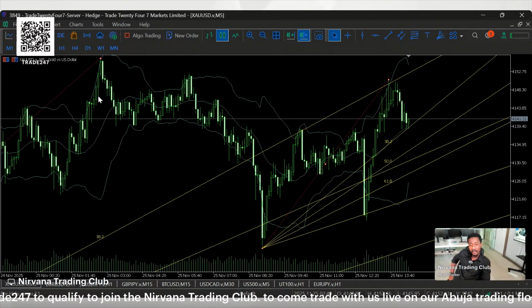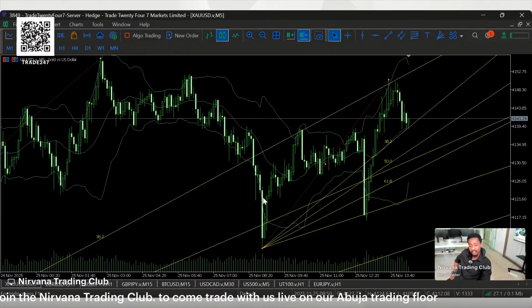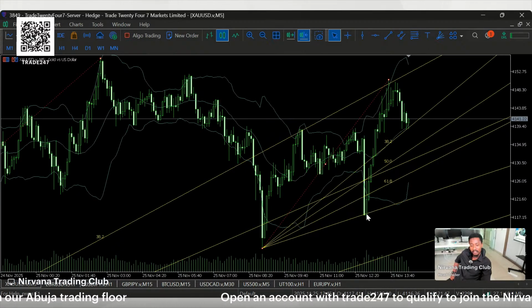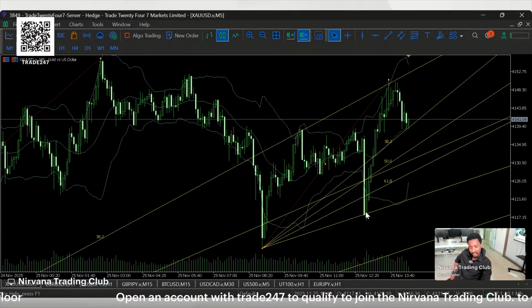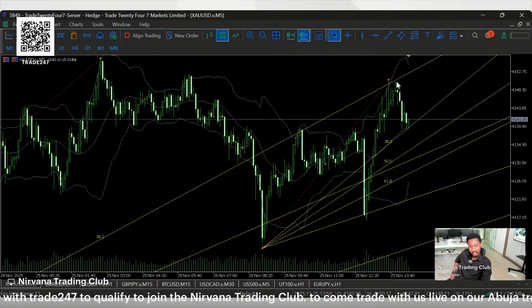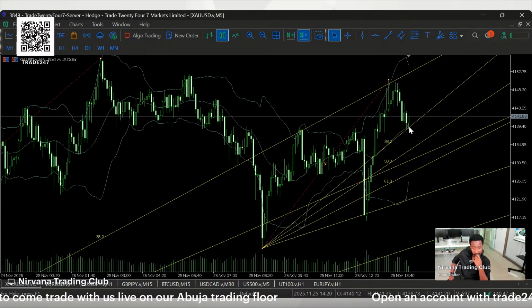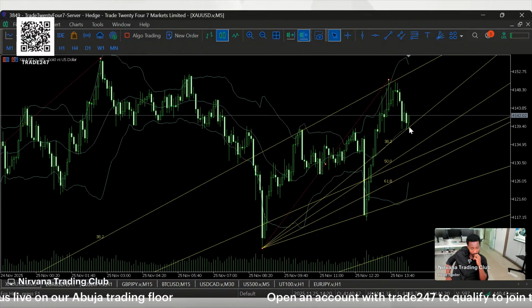For the day so far, gold has given a retracement here, and then a second retest, and now it has given an opportunity to enter for a continuation.